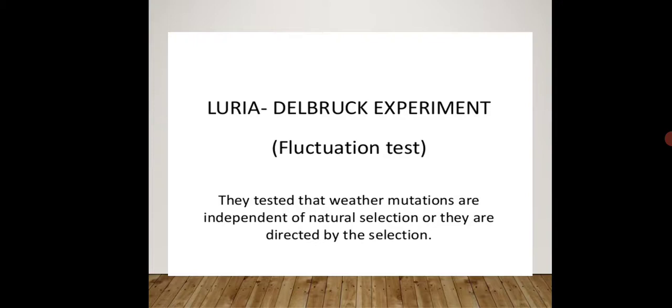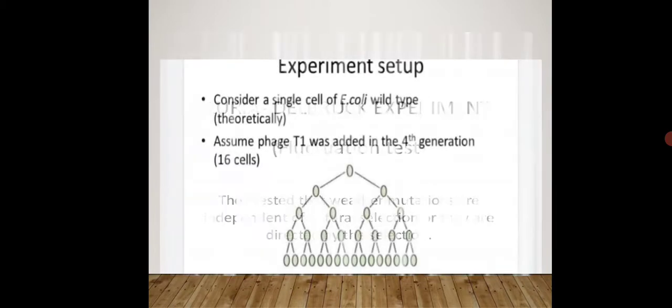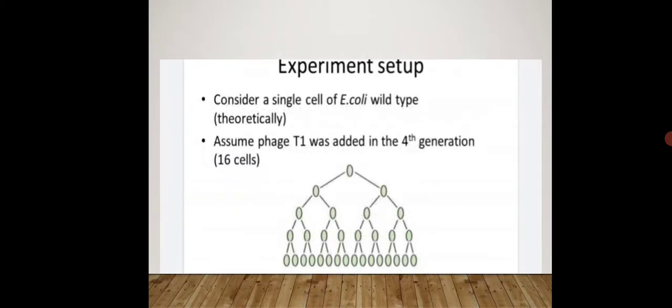Mutations are spontaneous or induced, we can determine through the fluctuation test. And yes, even after the fluctuation test, different experiments were performed by scientists and they have predicted different things, but the startup for the mutation was the fluctuation test. Okay, so let's see the experiment setup.